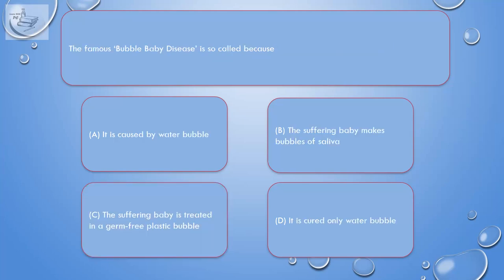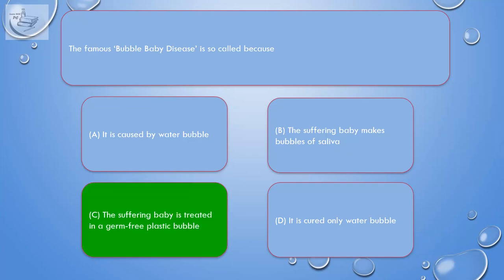Question: The famous bubble baby disease is so called because A. It is caused by water bubble. B. The suffering baby makes bubbles of saliva. C. The suffering baby is treated in a germ-free plastic bubble. D. It is cured only water bubble. Correct answer is C. The suffering baby is treated in a germ-free plastic bubble.